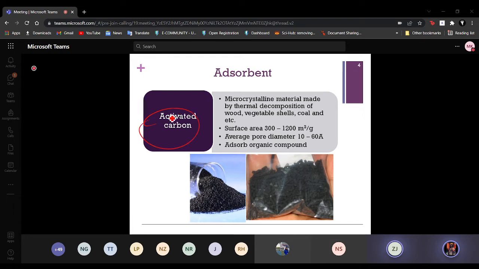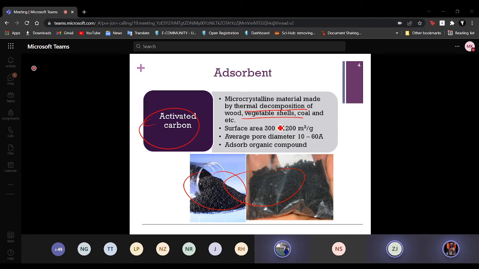So you have activated carbon. This is an example of activated carbon, because sometimes the size is very fine, sometimes the size is coarse. So it depends. Normally it is made from thermal decomposition of biomaterial like wood, vegetable shell, coal, and so on.